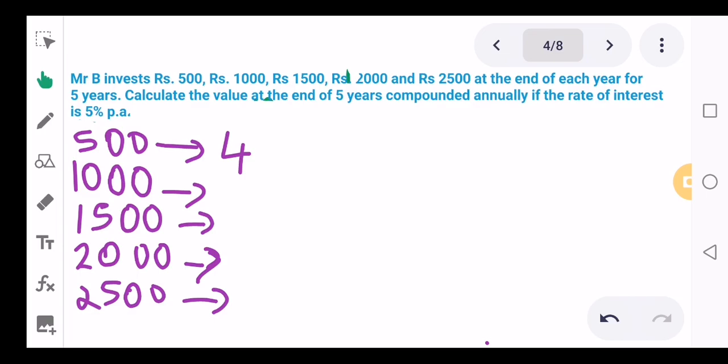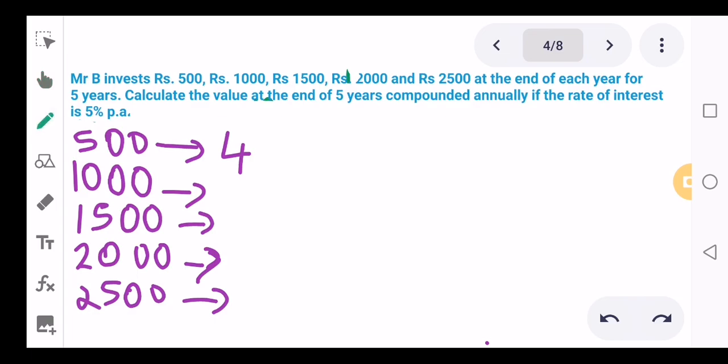If in the same question it was the beginning of each year, then you should have taken 5 years here. Then 4 would have been wrong. But in this case, they clearly mentioned that it is at the end of each year. That means you'll get interest. For the first year, you won't get. For the second year, third year, fourth year and the fifth year, for these 4 years, you will be receiving interest.